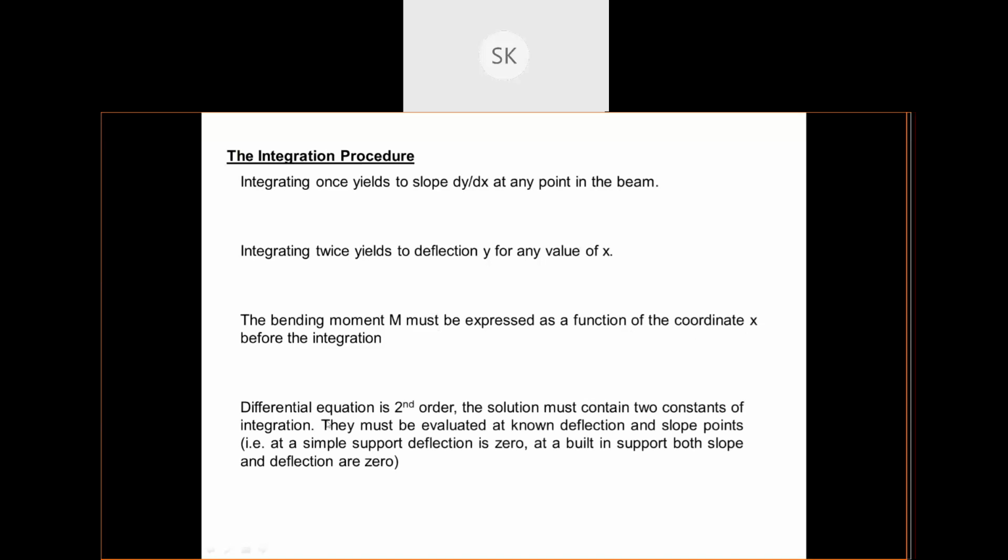The differential equation is second order. The solution must contain two constants. So this is the basics of your integration maths class. When you integrate a differential equation, you get a constant, right? So you need to evaluate that constant value. Then when you integrate again, there will be one more constant. So you have to find out those constant values. That is about this line. So you'll understand when we do numericals.